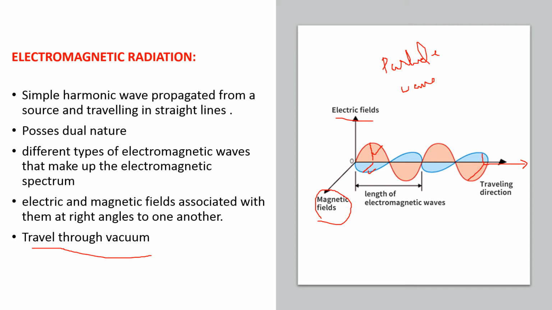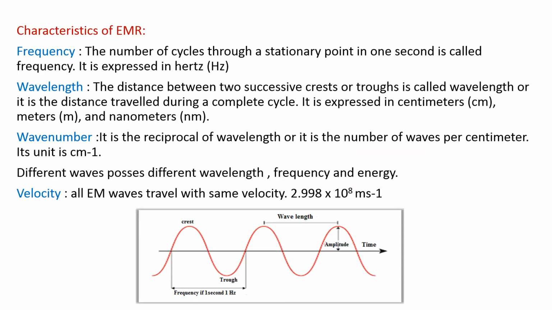component. So to summarize this slide, it is a simple harmonic wave which is propagated from the source and it travels in straight lines. It has a dual nature. It has two components, both electric component and magnetic component, and both are perpendicular to each other and also perpendicular to the direction of the propagation of wave, and they don't require any medium to travel. They can travel in vacuum. So all electromagnetic radiations have velocity equal to that of light, that is 2.99 times 10 to the power of 8 meters per second.